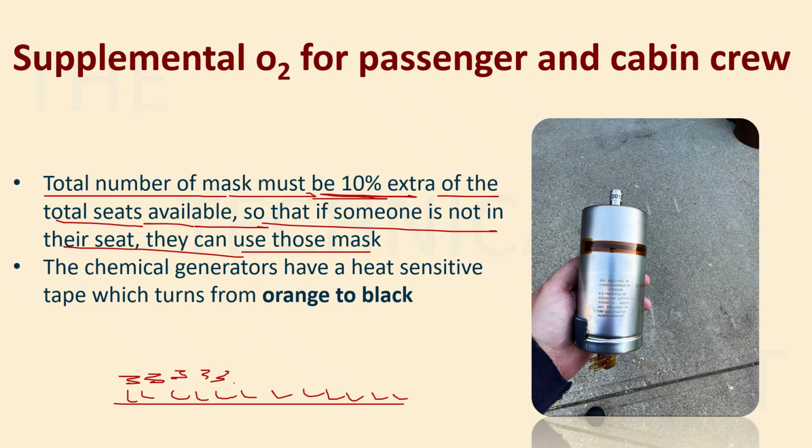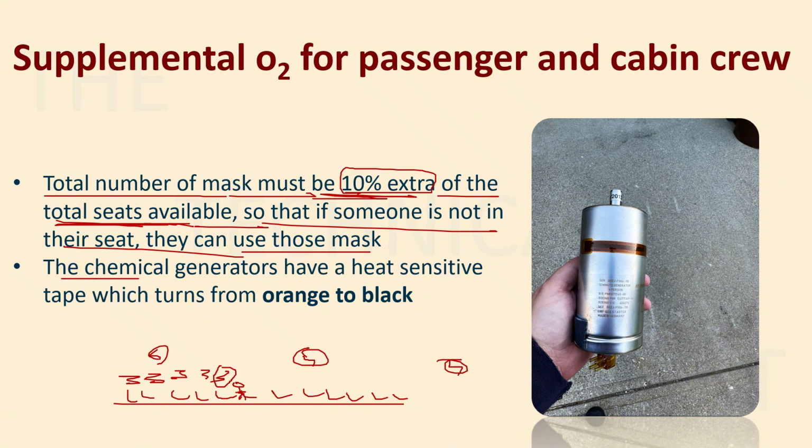But for example, if someone is roaming around in the cabin and the cabin depressurization happens, there will be a fight over the masks, right? Because there are already three passengers sitting here and there are four passengers that require masks. In this kind of situation, things can get worse really quick. That is why there are 10% extra masks in the cabin, 10% extra of the total number of seats available, which are evenly distributed. So there'll be like four masks here, maybe four masks here, and then four masks here. They have evenly distributed extra masks. So if someone is not in their seat, they can use those masks.